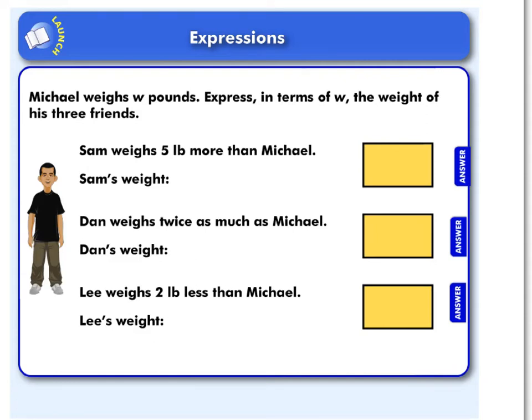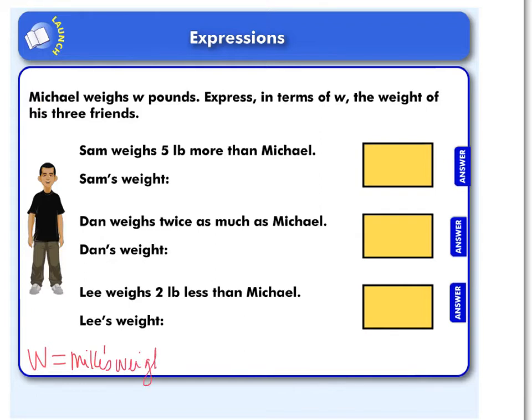When writing expressions, you will definitely have a variable. So the best way to do this is you have to decide what the variable means. In the first one, we're going to read this together. Michael weighs W pounds. Express in terms of W the weight of his 3 friends. So I am just going to write down here W is equal to Michael's weight. W is Michael's weight.